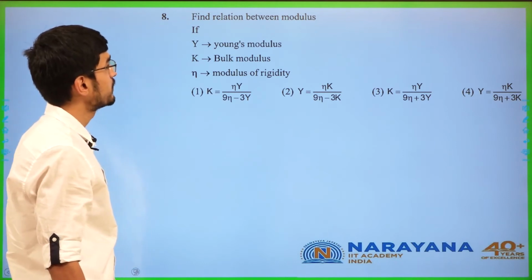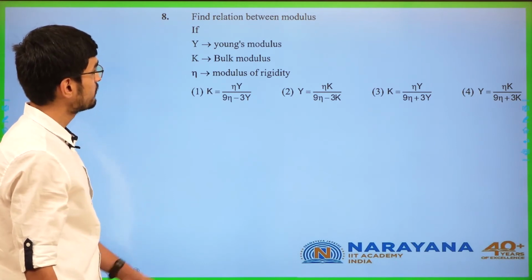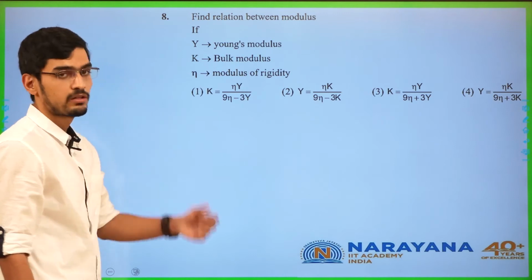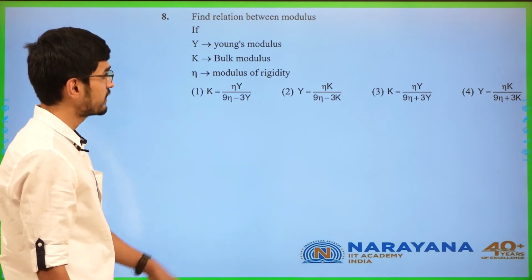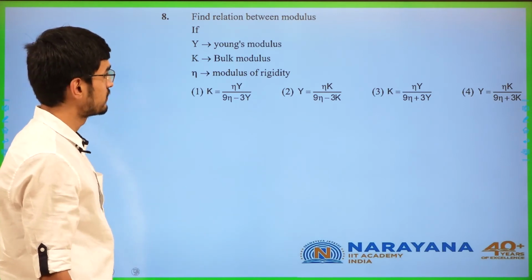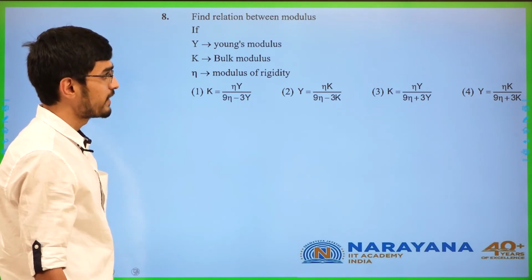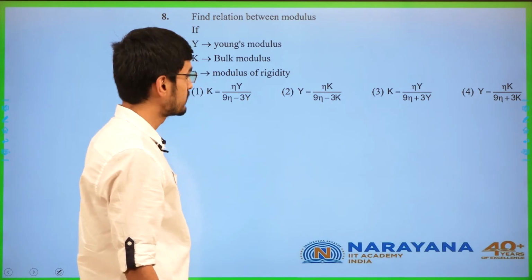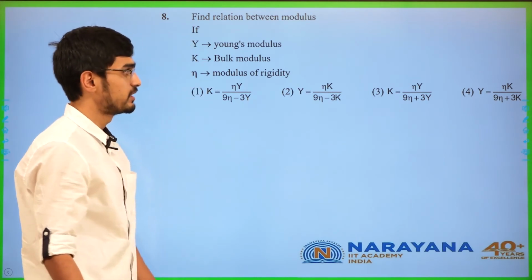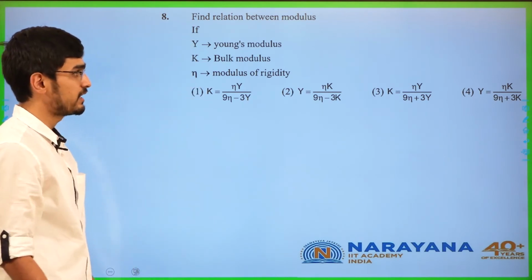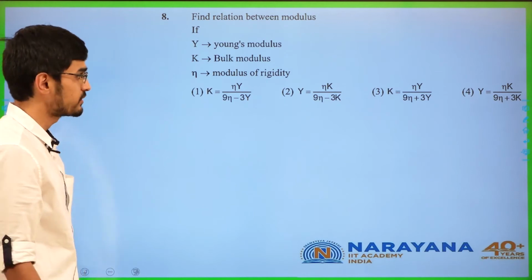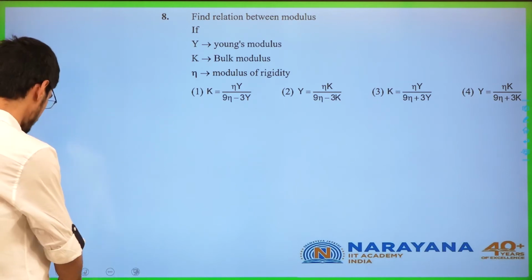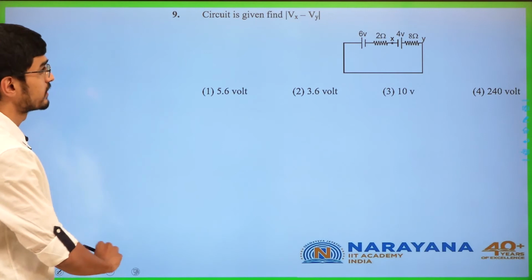Find the relation between the moduli. All three moduli, Young's modulus, bulk modulus and modulus of rigidity for a material, are defined. We have to tick the correct option in this. So this is a fact-based or formula-based question which you have to know. In NCERT the relationship is given, so there is nothing to explain or derive in this. You need to know this. This is a fact-based question. Okay. Next.